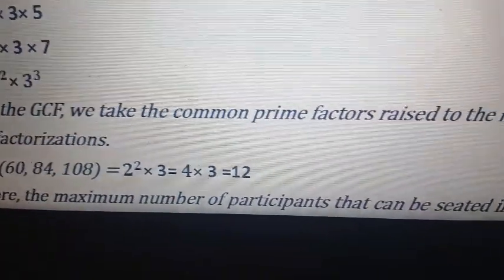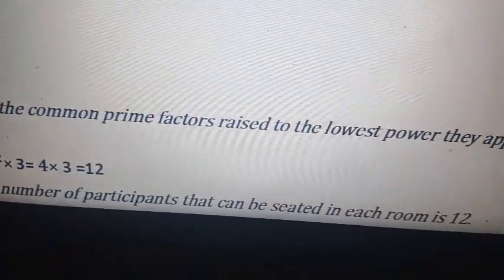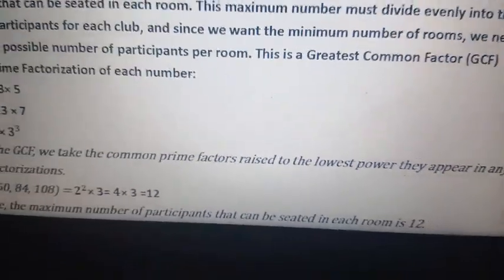Therefore, the maximum number of participants that can be seated in each room is 12.